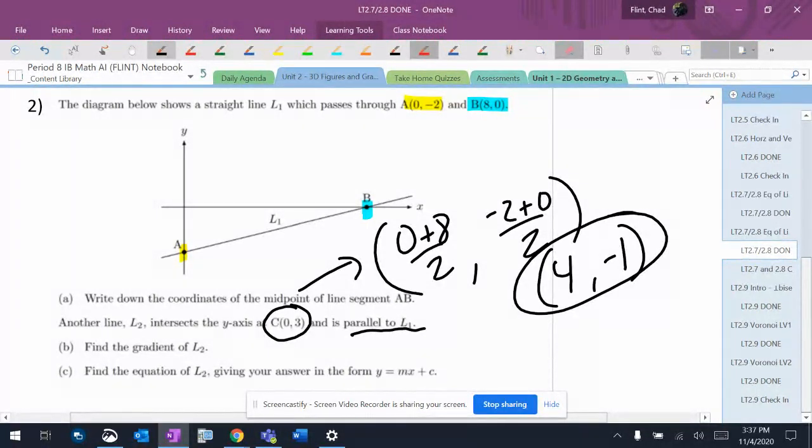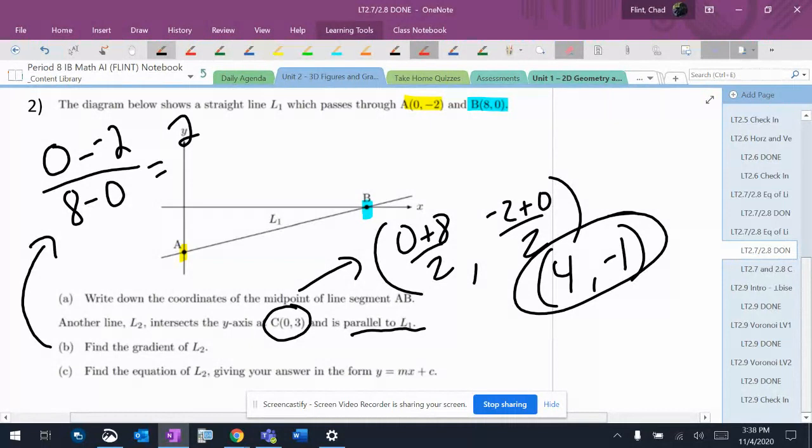Then it says another line L2 intersects the axis at C, which is 0, 3, and it's parallel to L1. Find the gradient of L2. Well, the gradients have to be the same if they're parallel. So I'm going to have to find the gradient over here. So it's y2 minus y1, so I'm going to go 0 minus negative 2 over x2 minus x1. That is positive 2 over 8.